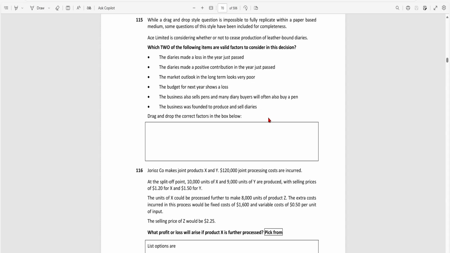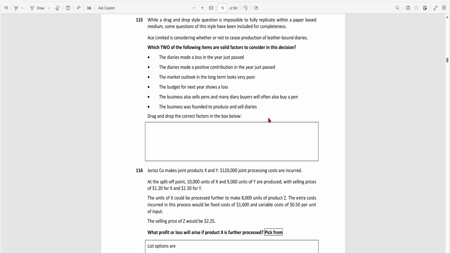Second says, the diary made a positive contribution in the year just past. Again, this statement is talking about historic information, historic data. So it's a sunk cost, right? Third, market outlook in the long term looks very poor. Of course, if your market looks very poor, in that case, it's better to cease the production rather than manufacturing it, right? So C seems to be valid.